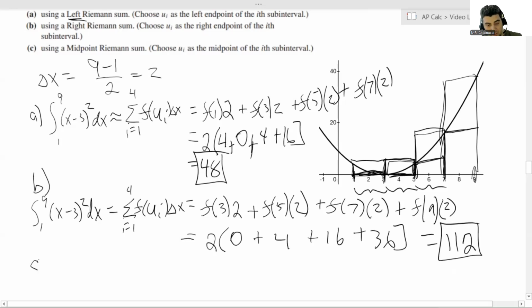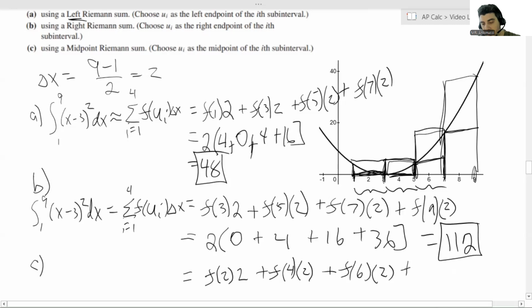And finally, for the midpoint, you're going to do the same type of deal here, but the function values are going to be different. For the midpoints, if the first subinterval goes from 1 to 3, the midpoint is going to be 2, so f of 2 times 2. Plus the next subinterval goes from 3 to 5. The midpoint is 4, so f of 4 times 2. Then f of 6 times 2. Then f of 8 times 2.